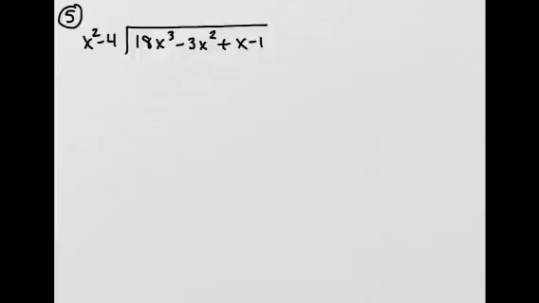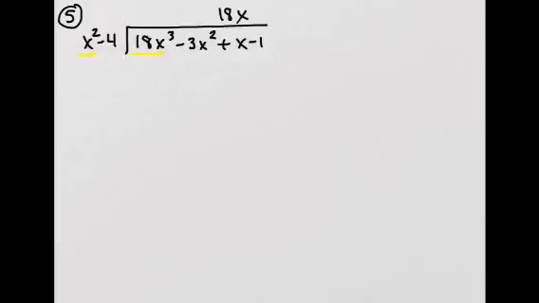Alright, so I set up number 5 already for long division. And remember, we look at the first term in both the divisor and the dividend. And you ask yourself, what do I have to multiply by x squared in order to get 18x cubed? Okay, so that would be 18x. So 18x, and then you multiply 18x by these two right here.